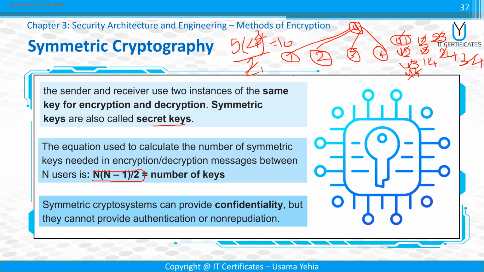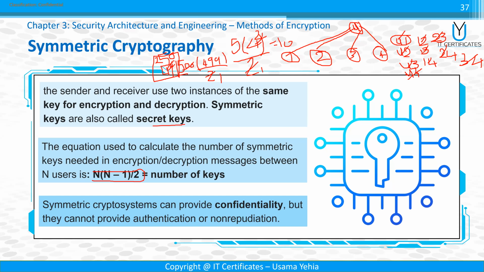Then by increasing the number of users, the keys will increase. Then if I'm working over the internet, I have IT certificates. At IT certificates, I have maybe more than 500 users, and I want to send encrypted keys for them. Then this means that I have 500 times 499 divided by 2. This will be 250 multiplied by 499. Look at the number of symmetric keys. It will be a huge number.